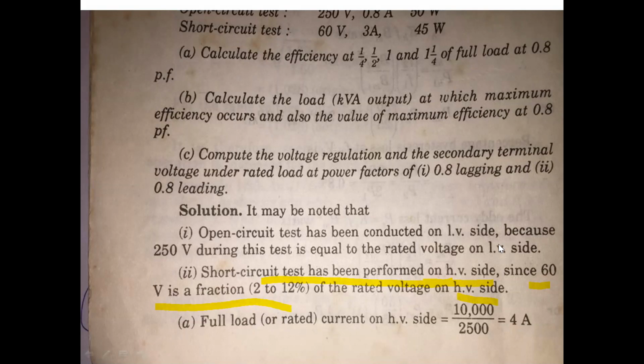Power rating of the transformer equal to 10 kVA, 10 into 10 power 3. HV side voltage 2500. So the full rated current on the HV side equals the power rating of the transformer divided by the HV side voltage, 2500. So the current is equal to 4 amperes. That means the rated current is 4 amperes. But in the test we used 3 amperes, which is not the rated current; 4 amperes is the rated current.